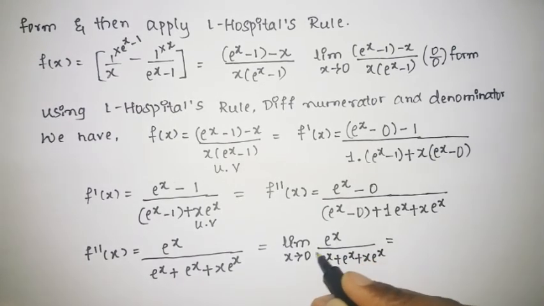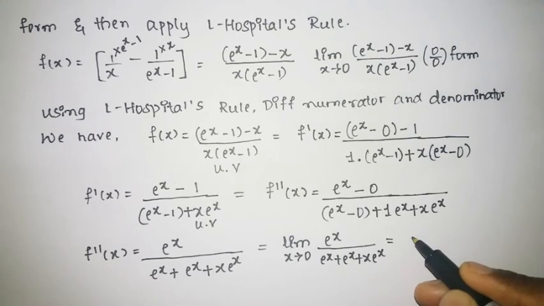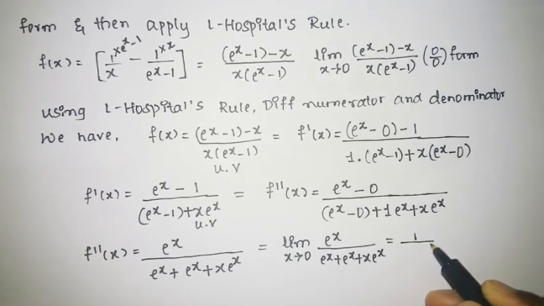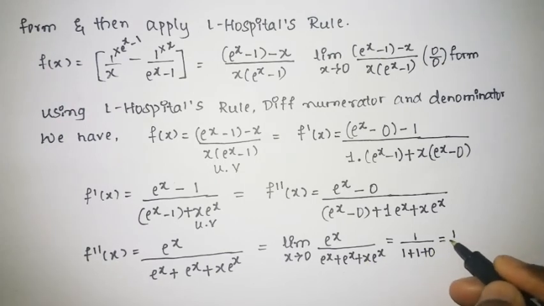Substituting the limit as x tends to 0, e raised to 0 is 1. So 1 divided by, again it is 1, plus x, which is 0 into the entire term, will be 0. So this will be 1 divided by 2. So 1 divided by 2 is the required result for the given equation.